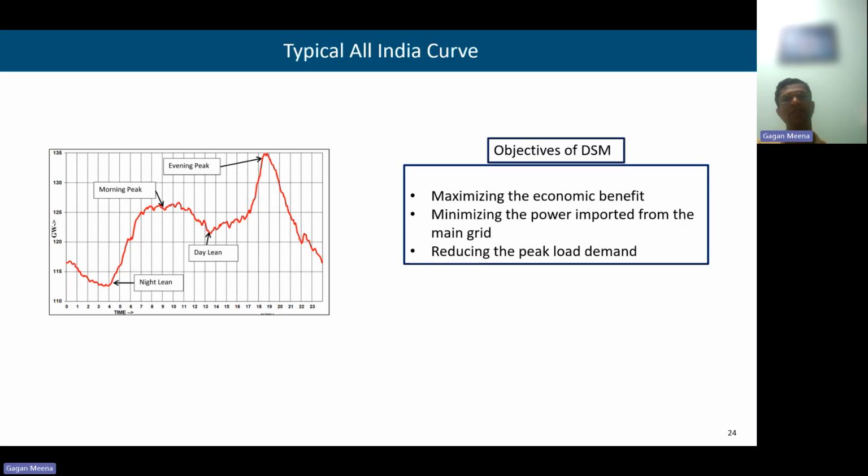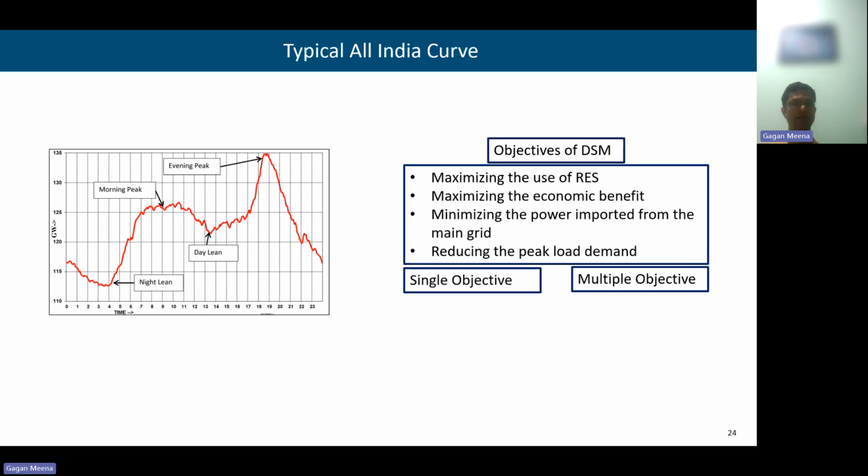So these are the different objectives of demand side management. We want to minimize the power imported from the main grid, maximize the use of renewables, maximize the economic benefit, and reduce the peak load demand. This demand side management can be single objective or multi-objective.